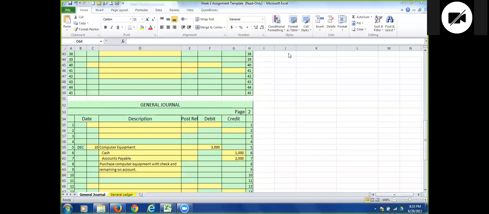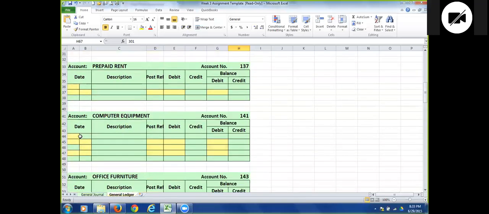Exactly. We have to post to the ledger. So we have 3 accounts to post. So the first one, computer equipment for $3,000. And I think that's the only one in that account. So let me just see something real quick. No, it's not. There's a couple. So computer equipment, debit of $3,000.